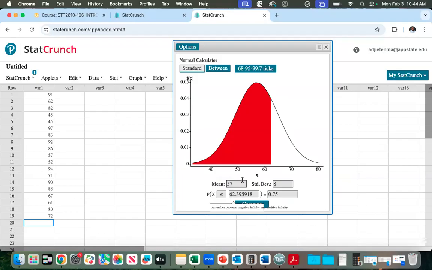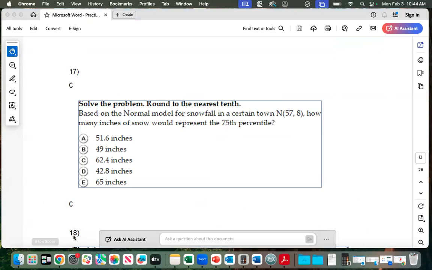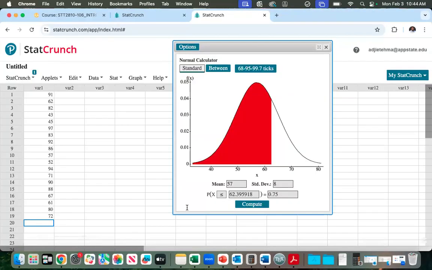I show you again. This is our problem. We have a specified mean and standard deviation. We are just asked to find a 75th percentile. I go on StatCrunch. I put in the mean and then the standard deviation I was given. Is that okay? So to find the 75th percentile, I put in 75 here and I make sure that here is what? Less than or equal to. Is that okay? And then I hit compute and that gives you the 75th percentile.